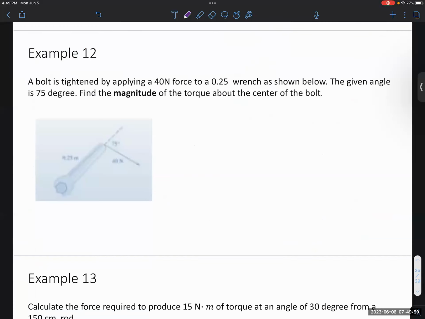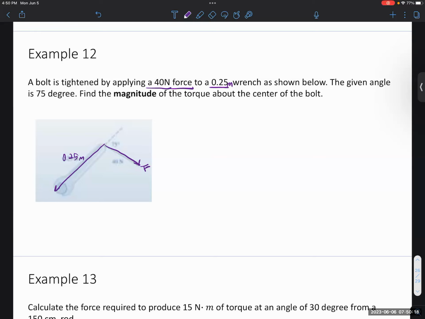A bolt is tightened by applying a 40 Newton. This is a Newton, so this is a force. So you have a force, this is a Newton, and then a 0.25 wrench as shown below. So they have a 2 meter, of course, because we are using only the meter for the distance, or foot. Find the magnitude. And then the given angle here, let's say this is 25. So what would be this angle? 90 minus 25, it is 75.